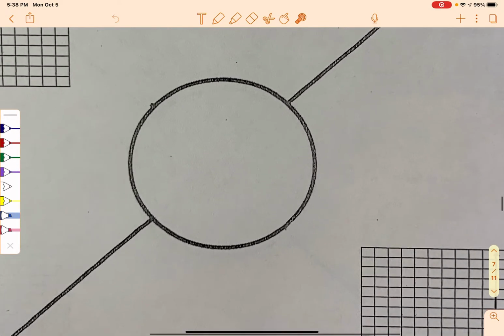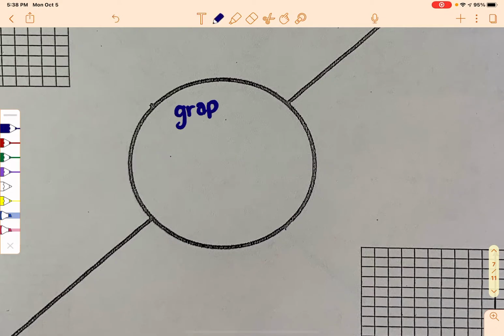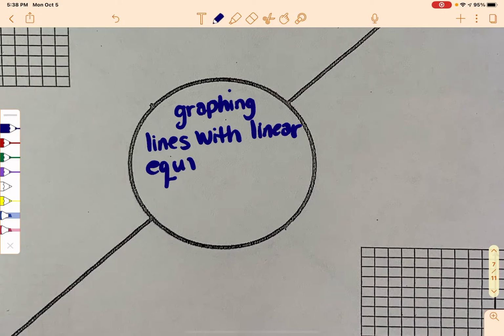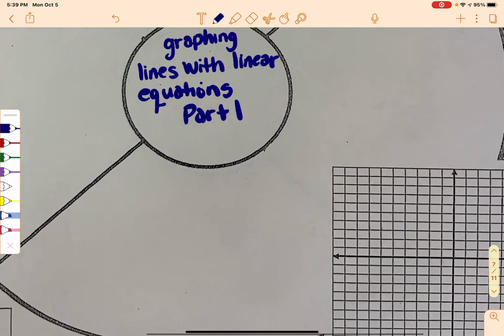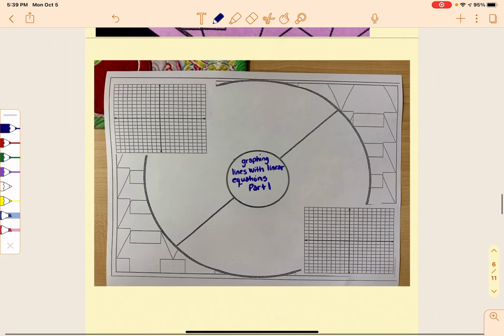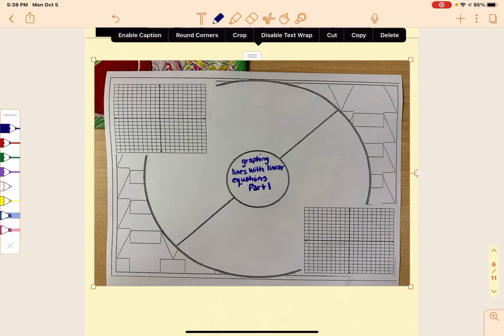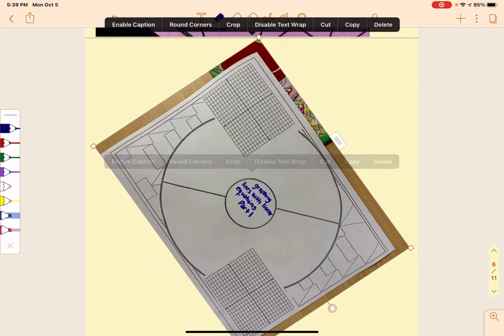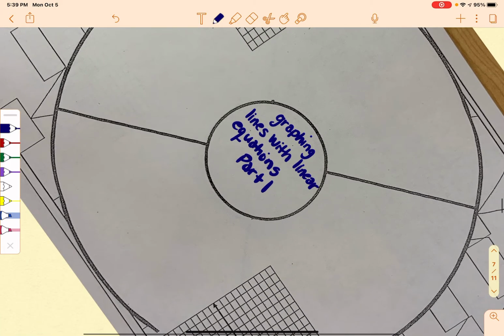So first of all, I'm going to start by filling in the center. So we're going to talk about graphing lines with linear equations. And we're going to call this part 1. Now, I am going to do something that's a little different. So I'm going to zoom out for a second so you can see this. I am actually going to take this and turn it a little bit so I can write on it. And then I'm going to keep kind of moving it around as we go.